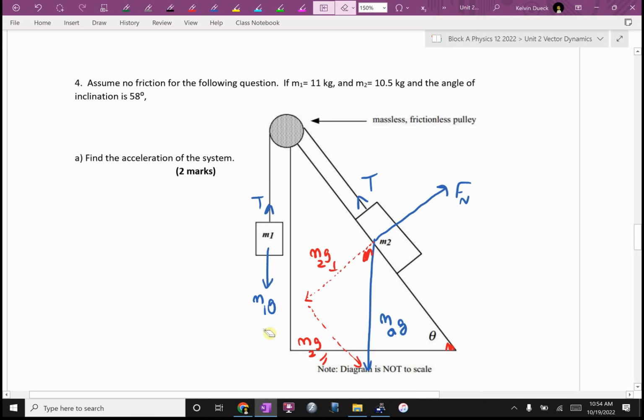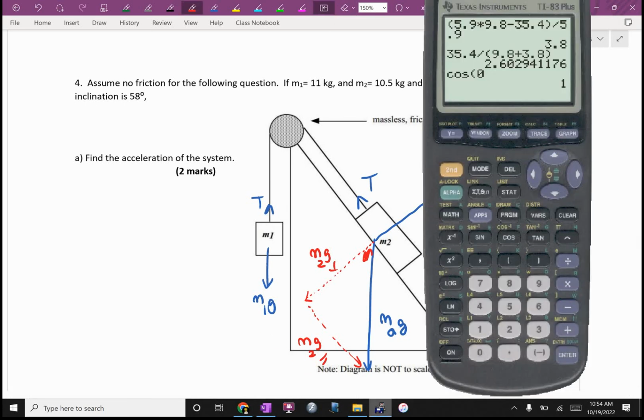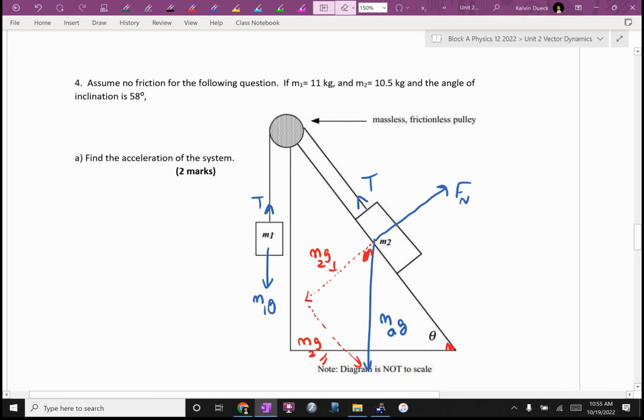The tug of war is between m1g and m2g parallel. I would just crunch it. m1g is 11 times 9.8, 107.8. m2g parallel is 10.5 times 9.8 times sine 53, 82. And you know what? This is winning. m1g is the winner. I might even make a little note to myself. That's the direction of the acceleration.